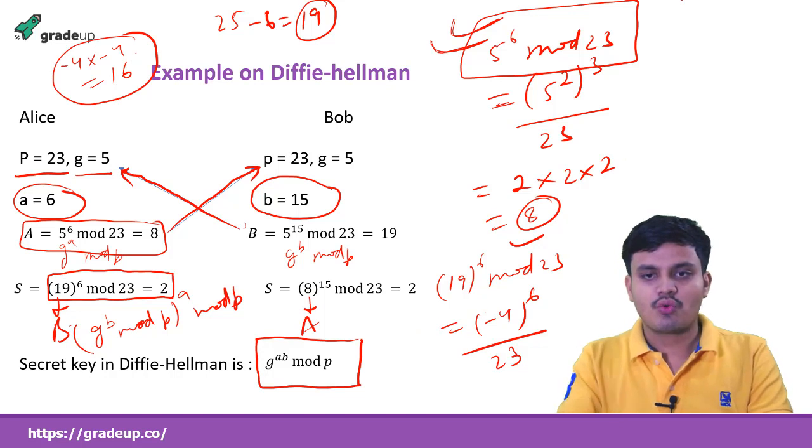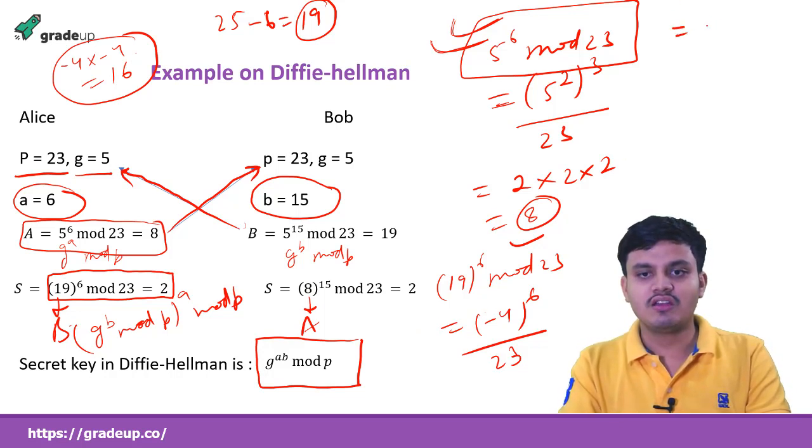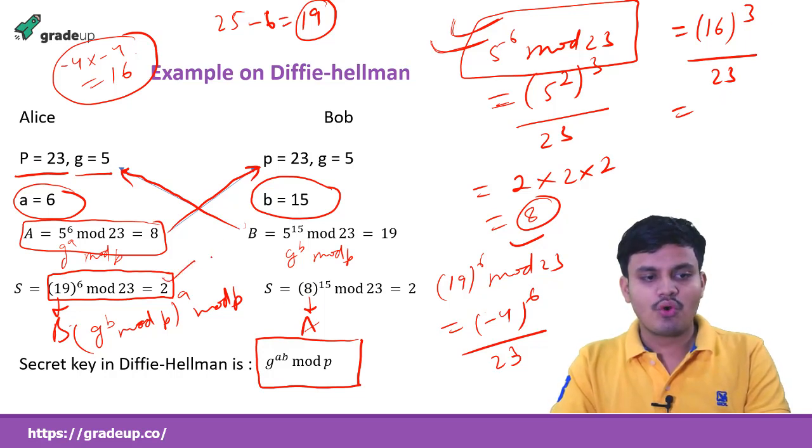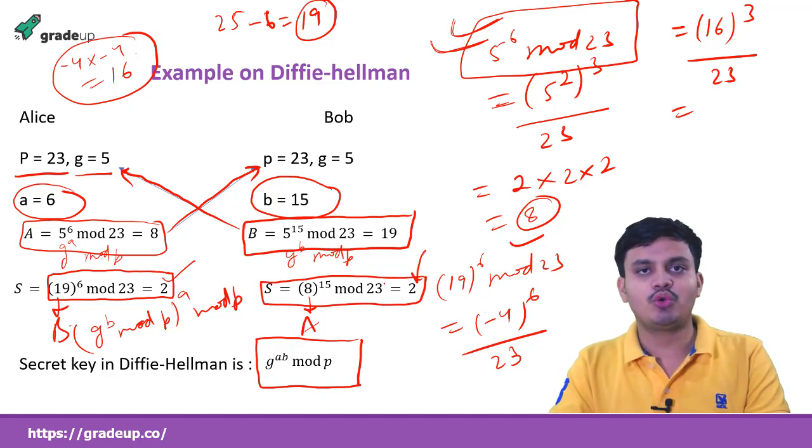So I get 16 here, and I need to do it 3 times only. Now we need to find this. Either you multiply it and divide it, you will get this. So learn the way to find the remainder, because it is really important in this topic to know how to find the remainder. You can also calculate this calculation as well as that one, and check that the shared key comes to be 2 only.